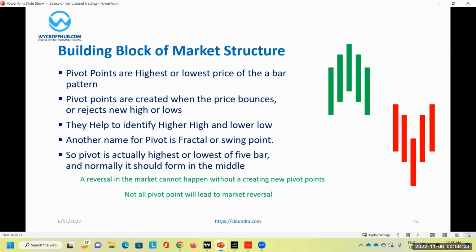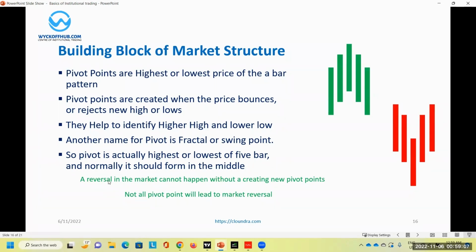Pivot points are created when the price bounces from or rejects a new high or low. They help to identify higher highs and higher lows, which is a very, very basic concept for understanding the trend direction. Another name for these is fractals or swing points. They are the fractals in the market, so you will find them on the daily time frame, on the 4-hour, everywhere. Even one swing high on the weekly or daily time frame, like this one, high, higher high, lower high, will be a complete change of direction on the lower time frame. So that's very, very important.